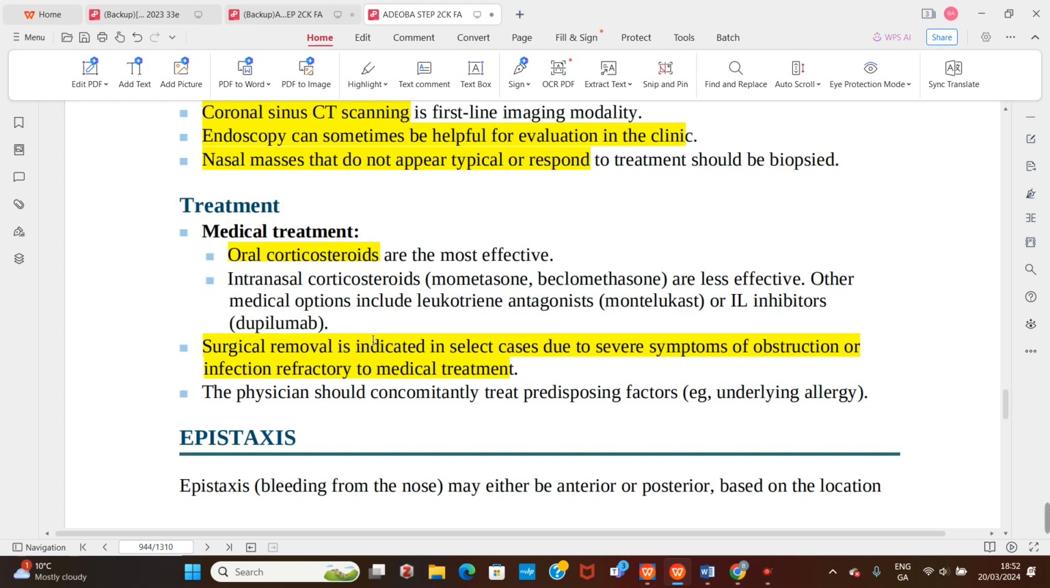Surgical removal is indicated when the obstruction is very severe or it's not responding to medical treatment. In that category of people, you definitely need to do surgical removal if they are not responding to the oral corticosteroids. You should also treat the underlying predisposing factor, like maybe allergy. You have to avoid the triggers and the like.